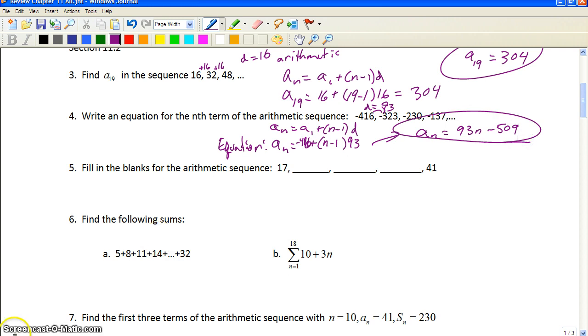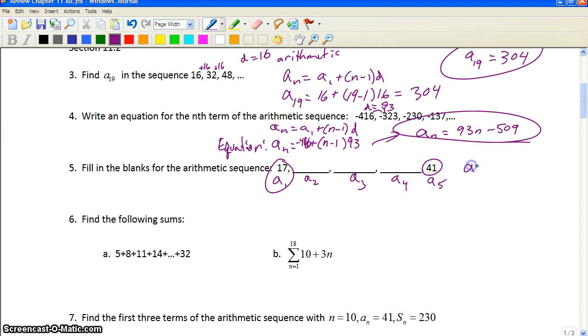Next problem. Alright, number 5 is kind of a different representation of what we need. Notice this is the first term. If there are 3 blanks between, this would be the second term, that would be the third term, that would be the fourth term, and this, guys, is the 5th term. So we know what a sub 1 is. We know that a sub 5 is 41. We don't know what D is, and it would be easy if we knew what D is. So let's go ahead and find D.